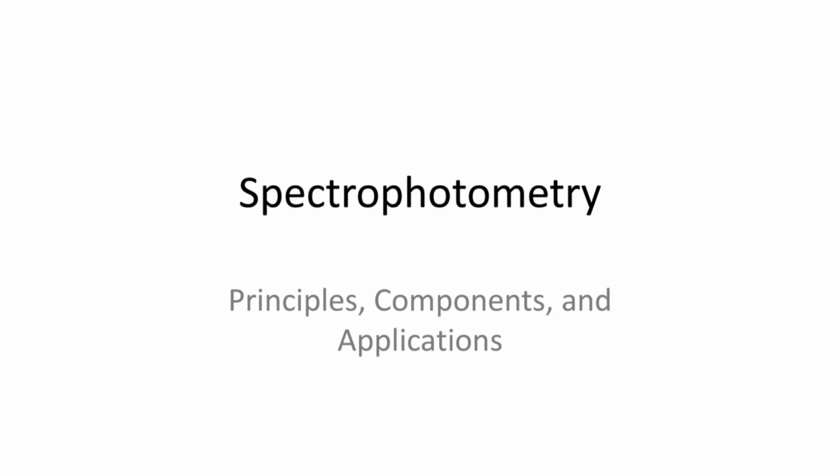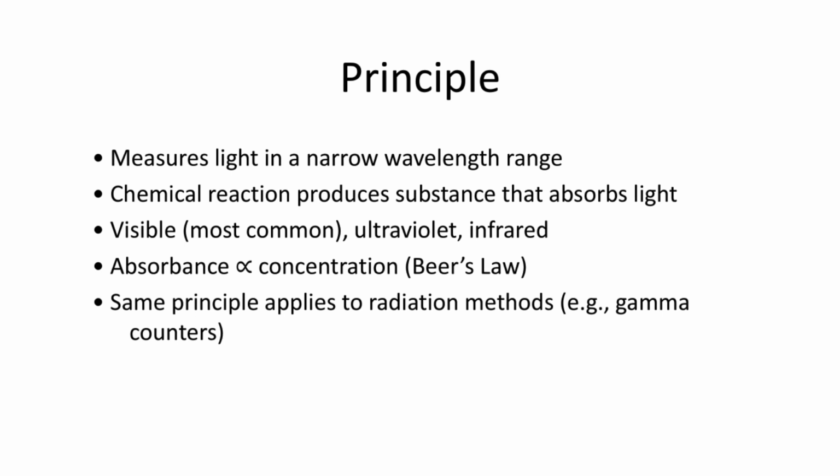Spectrophotometry is a core method in laboratory testing. The principle of spectrophotometry is the measurement of light within a narrow wavelength range, with the wavelength selected by prisms, gratings, or filters. A chemical reaction produces a substance that absorbs light. Measurements can be made in the visible range, which is most common, or in the ultraviolet and infrared regions.